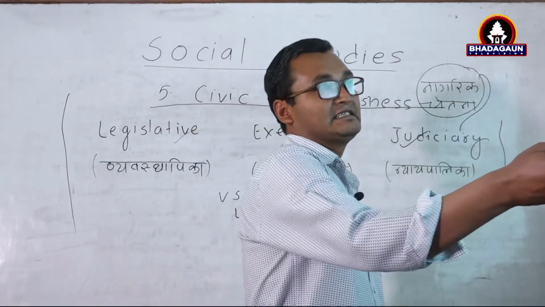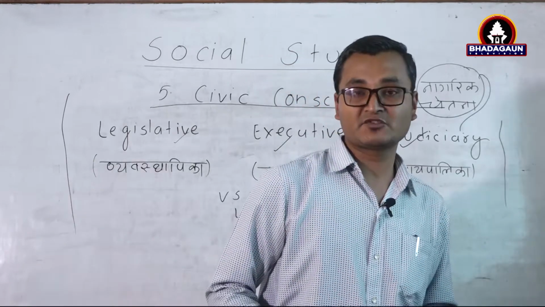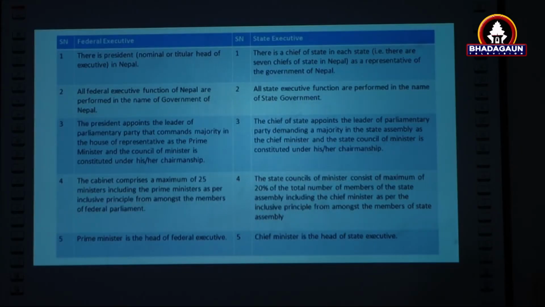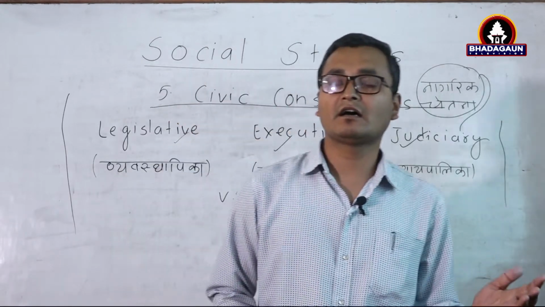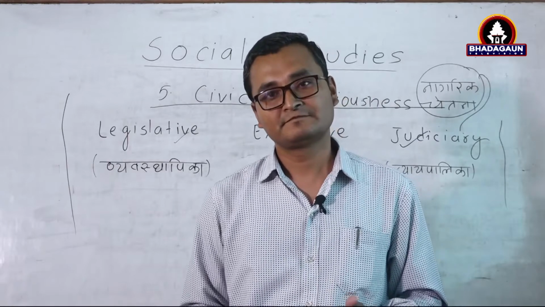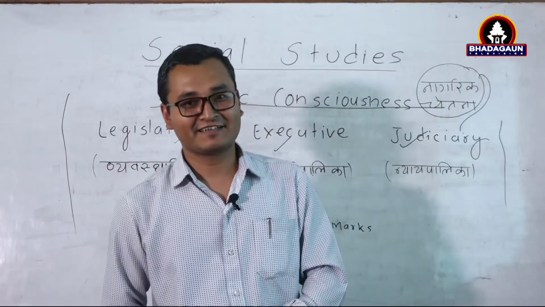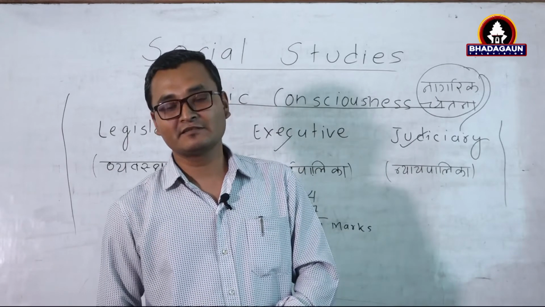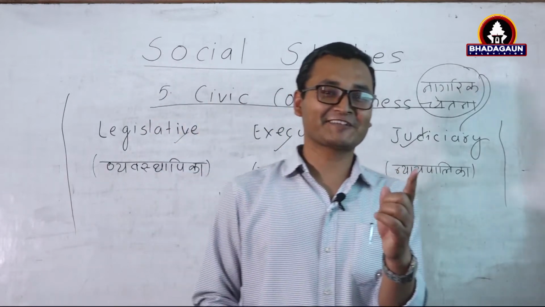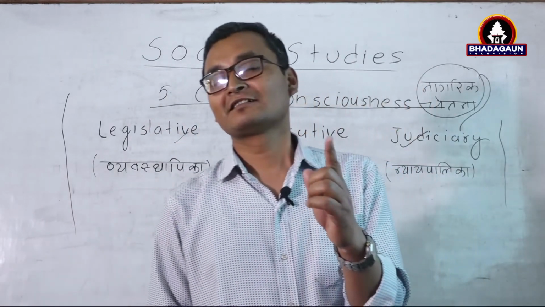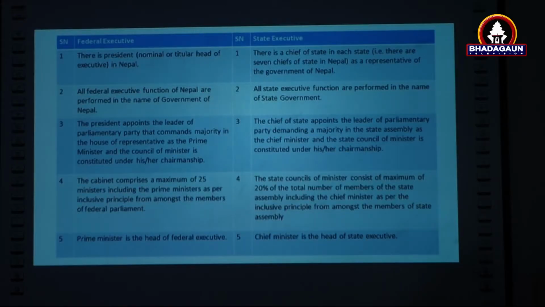Whereas in state executive, you know, there is a chief of state in each state. It means we have 7 chiefs of state. You know, who is the current chief of state in province number 1? Any guess? Yes, you are right. Somnath Adhikari. And province number 3, Bagmati? Vishnu Prasad what? Your surname is incorrect, okay? Vishnu Prasad what? Prasad. In the same way, 3, 4, 5, 6, 7, we must know.